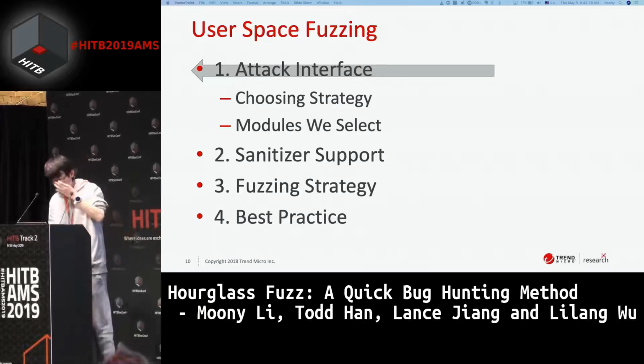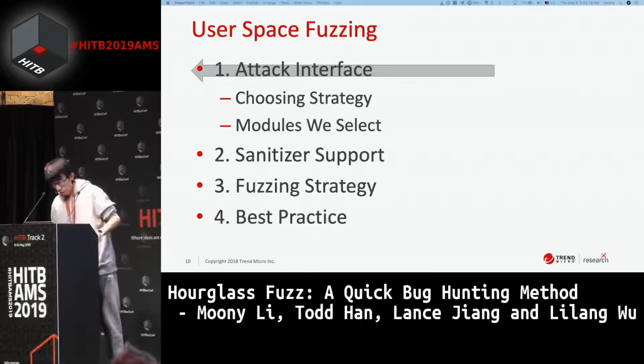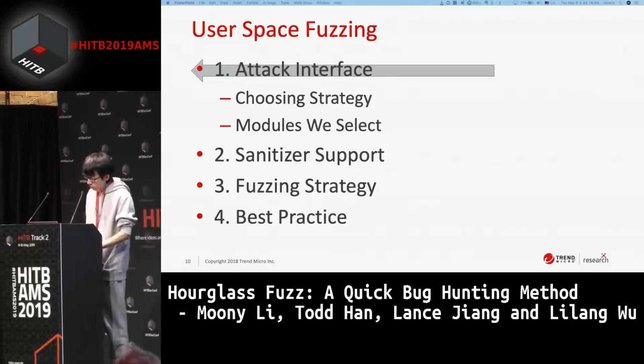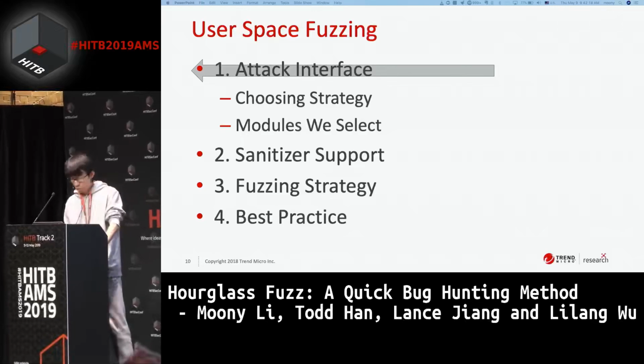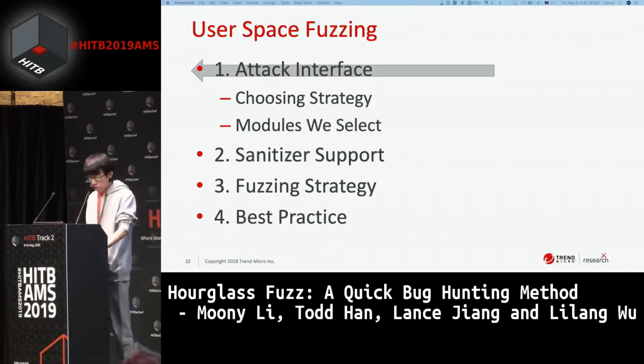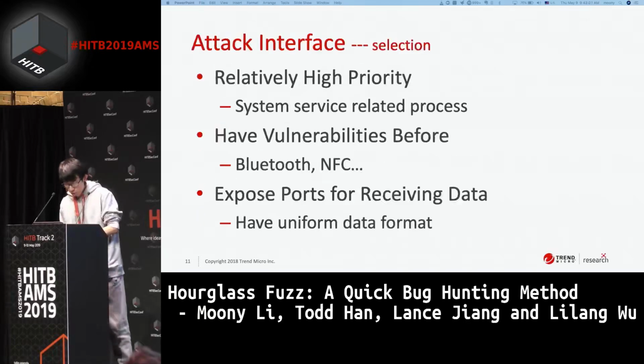Hello guys, now it's my part. In the user space fuzzing part, we will talk about four parts, including the strategy of selecting attack interfaces and enabling the entire support, the fuzzing strategy, and some practice in our implementation. First is how we select the attack interfaces.